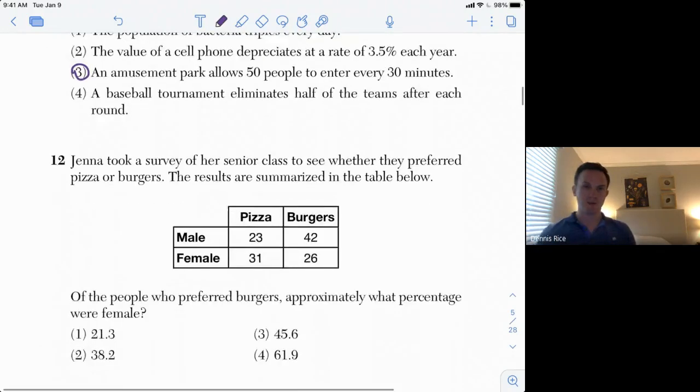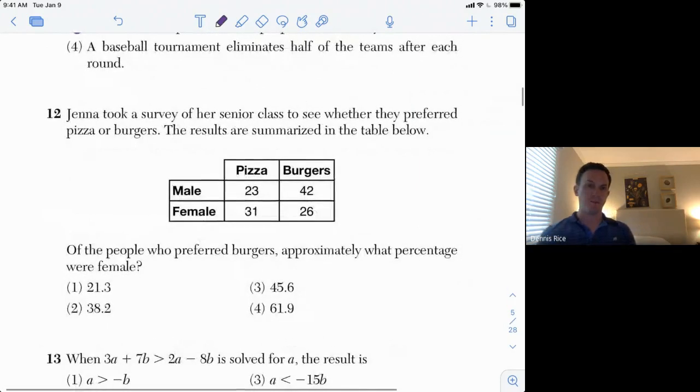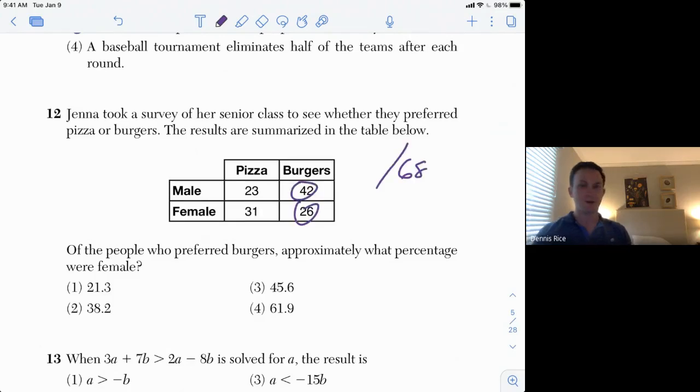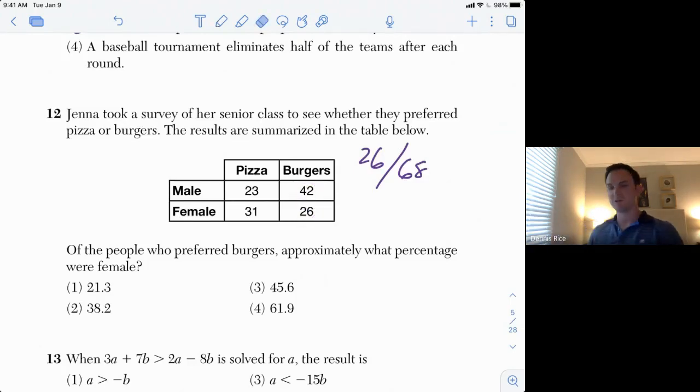Two-way tables, we just did this in statistics. What was this on your stat test? I might even put this on the stat test. Of the people who preferred burgers, that's talking about 68 people. You have to add these two together. Of the people who preferred burgers, what percentage were female? There was 26 people that preferred burgers out of 68 people. Remember, with these two-way tables, set your denominator first. That's usually the easier route.